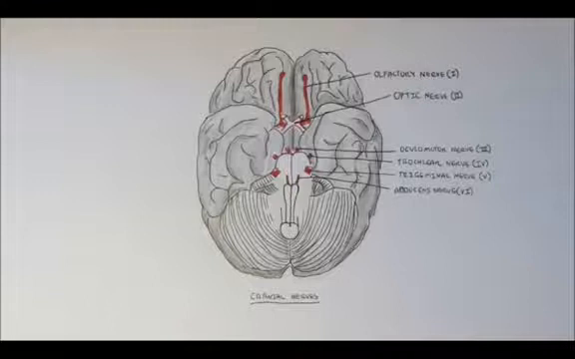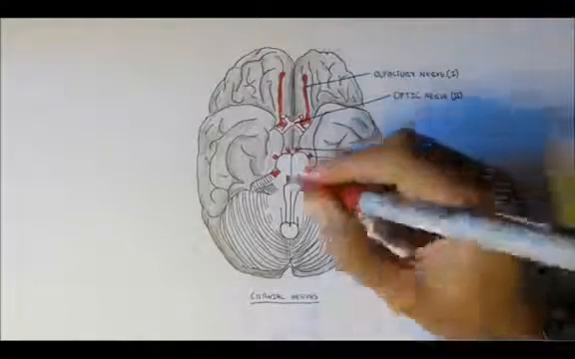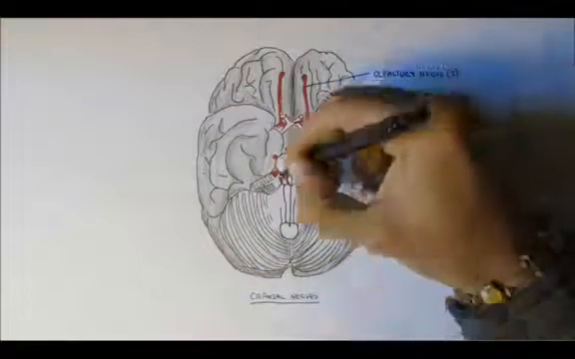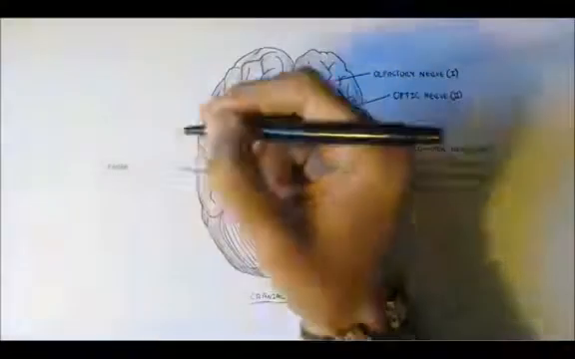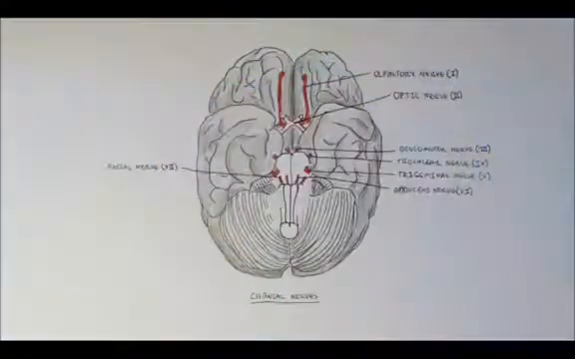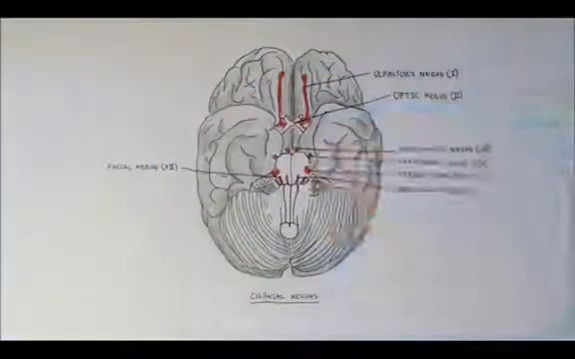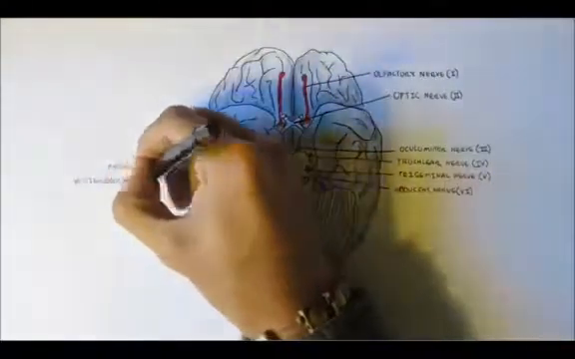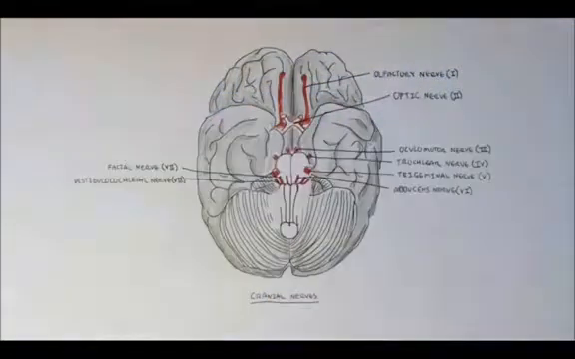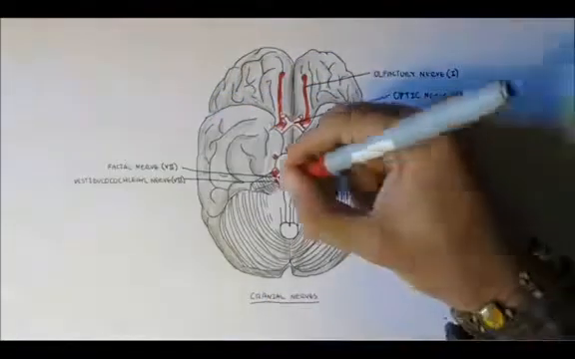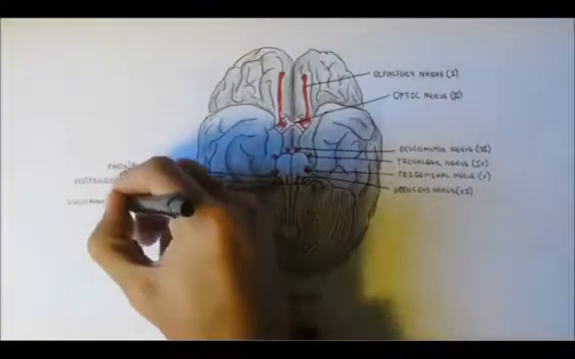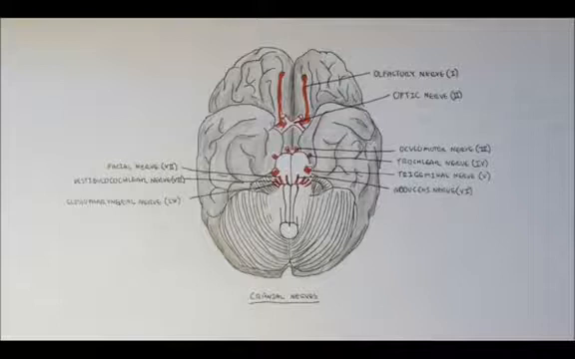Nerve 7, which is right next to nerve 6, is the facial nerve, cranial nerve 7. And just below, just where the medulla oblongata starts, you can see nerve 8, which is the vestibulocochlear nerve, and also nerve 9, the glossopharyngeal nerve. So here is the glossopharyngeal nerve, nerve 9.